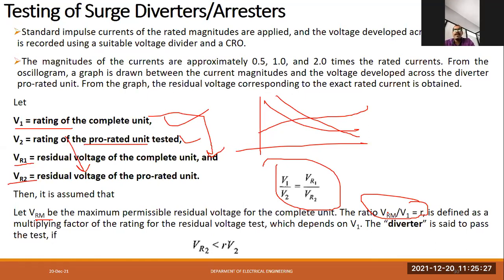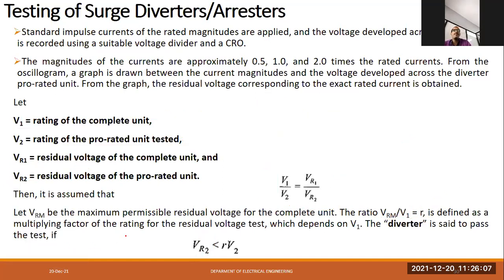So this ratio is nothing but what? It is a multiplying factor of the residual voltage. This multiplying factor totally depends on V1, and in that case the diverter is said to pass the test. Meaning if my V1 increases, my R will decrease, and in such cases we say my test is passed, meaning VR2 is equal to R V2. In such cases, we say our arrestor or diverter has passed the test.